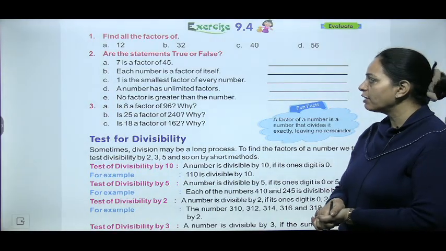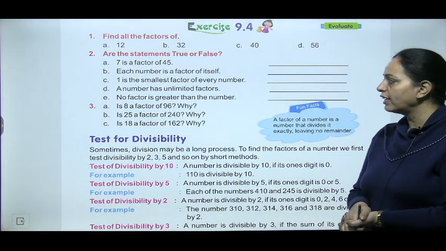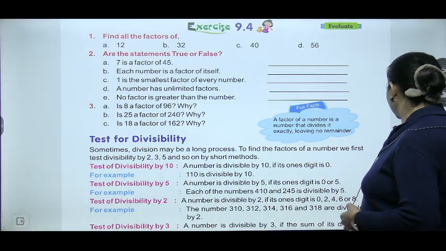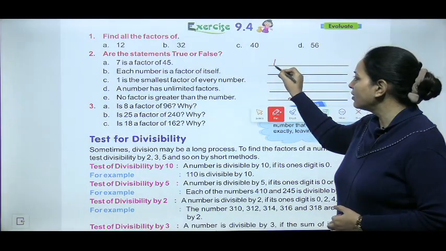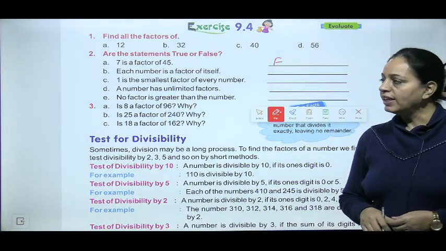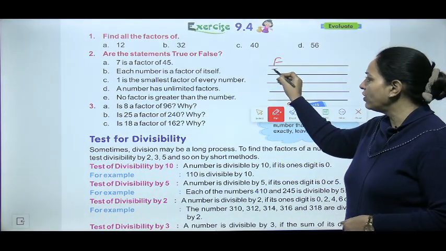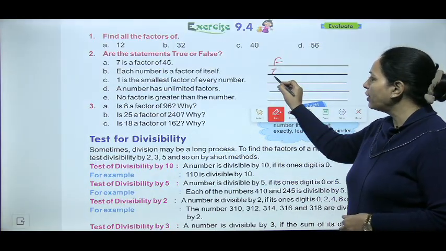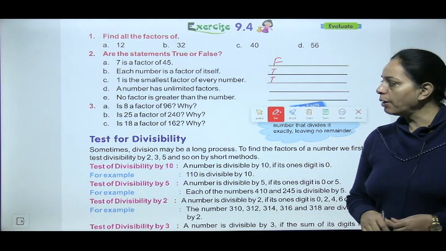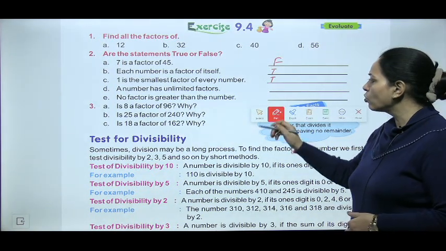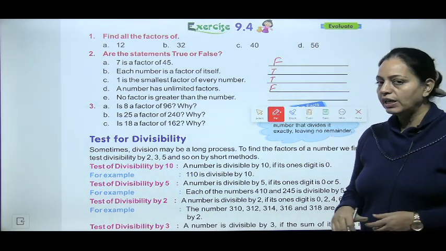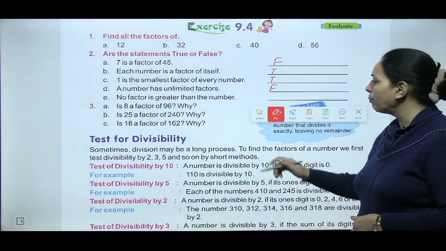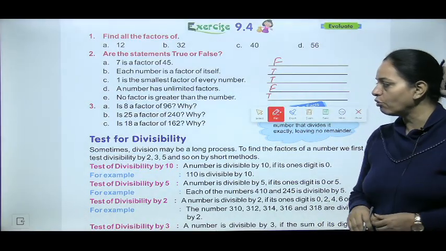Now the second question: are the statements true or false? Like A part, 7 is a factor of 45. No, 7 के table में 45 नहीं आता. This is false. Each number is a factor of itself. Yes, this is true. 1 is the smallest factor of every number. Yes, this is true. A number has unlimited factors. No, false. It has only limited factors. And no factor is greater than the number. Yes, this is right. True.